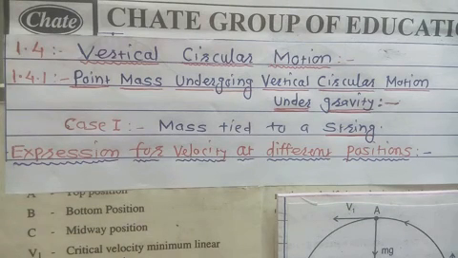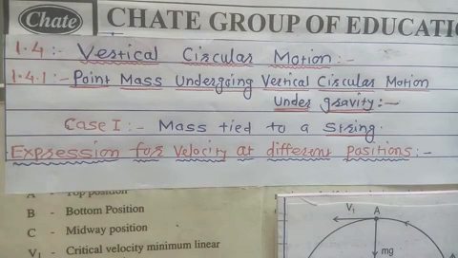First one is the vertical circular motion in which the particle moves with a constant speed. Its example is merry-go-round, in which the speed remains constant. And the second one is the vertical circular motion under the effect of gravity. So in this case, the speed of the particle performing circular motion in vertical plane goes on changing. Speed does not remain constant.